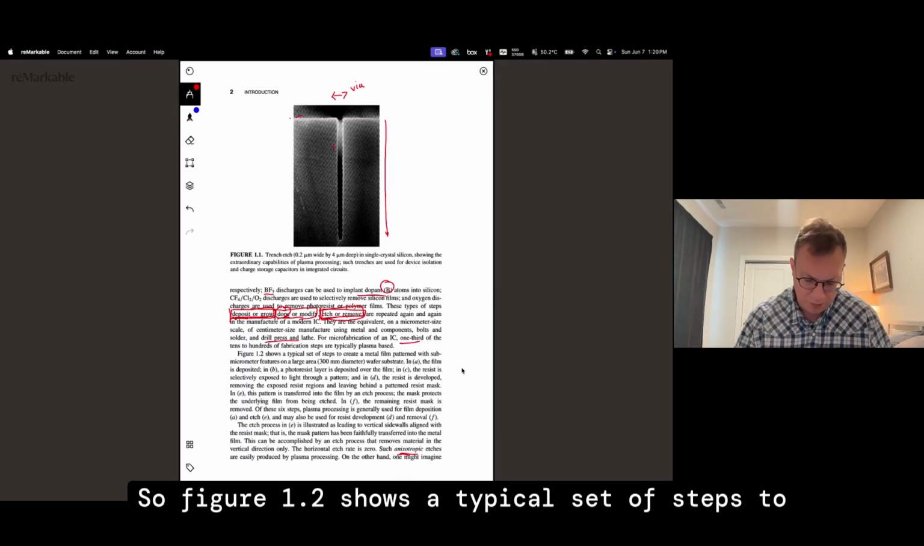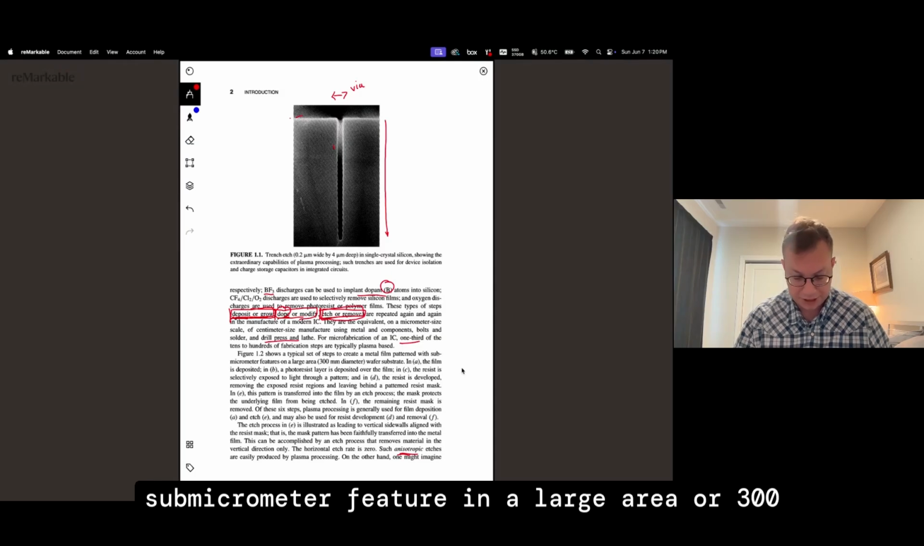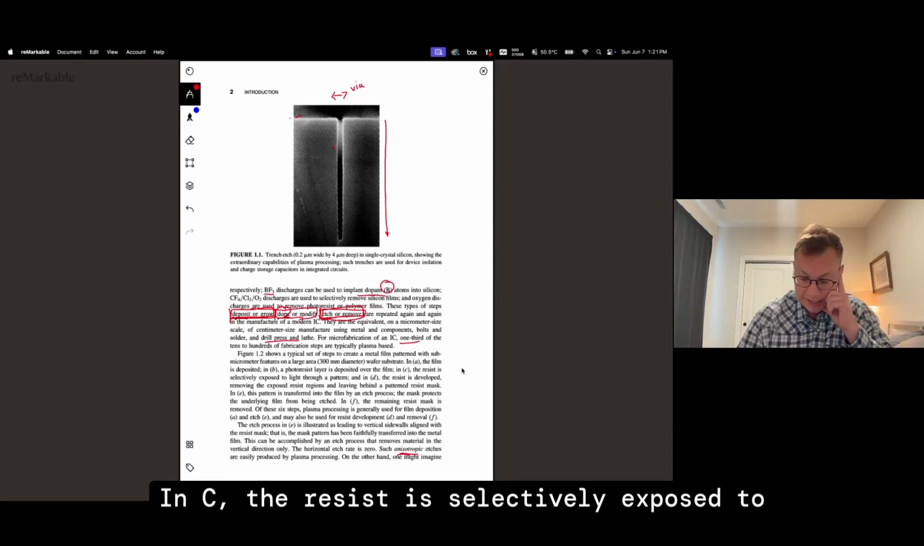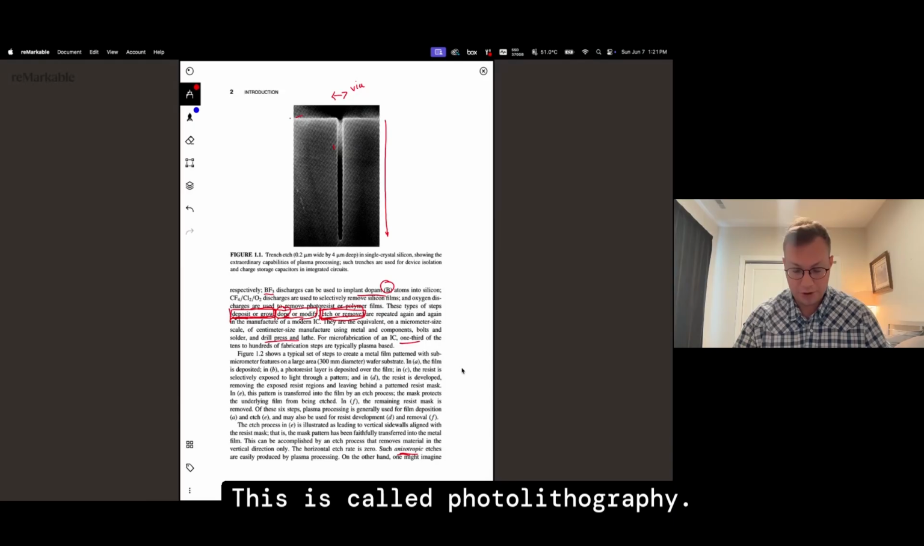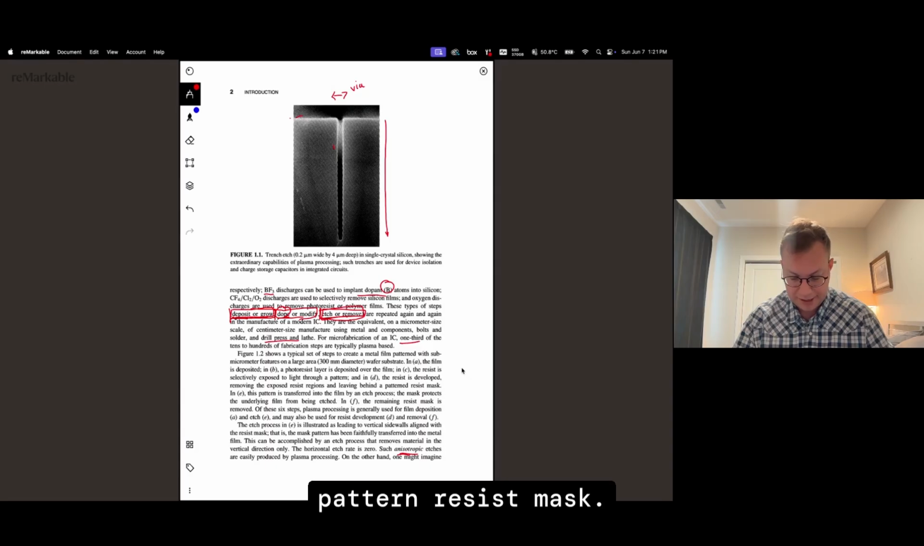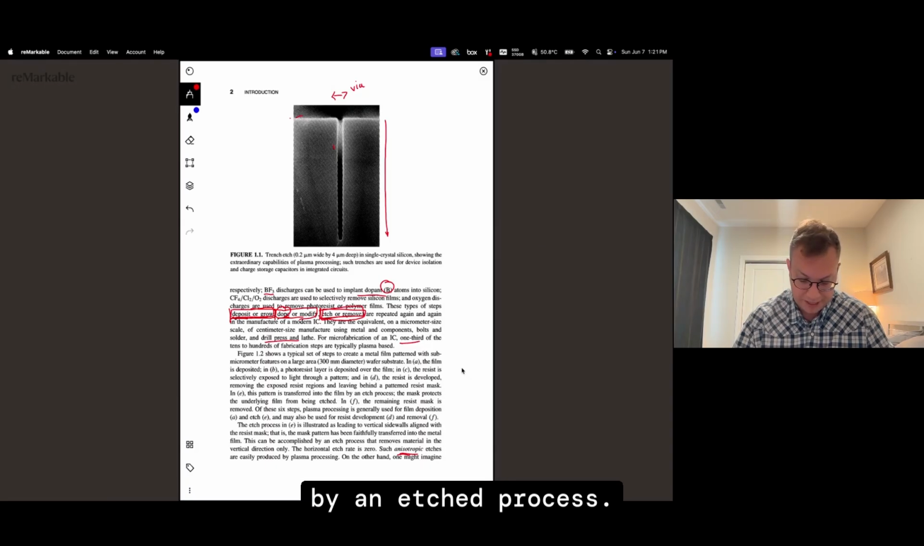So figure 1.2 shows a typical set of steps to create a metal film pattern with submicrometer features in a large area or 300 millimeter diameter wafer substrate. In A, the film is deposited. In B, a photoresist layer is deposited over the film. In C, the resist is selectively exposed to light through a pattern. This is called photolithography. And in D, the resist is developed, removing the exposed resist regions and leaving behind a patterned resist mask. In E, this pattern is transferred into the film by an etch process.